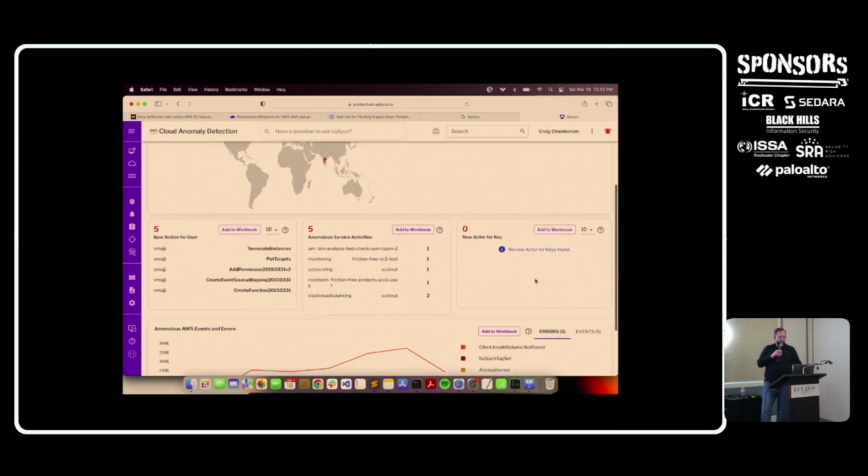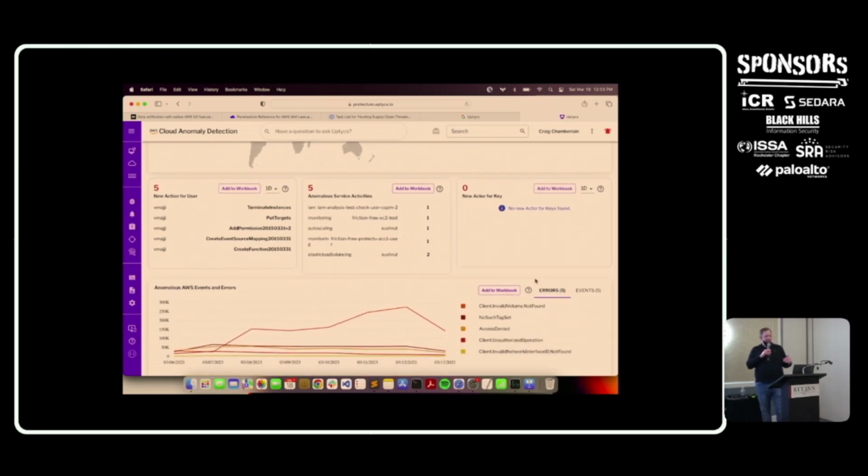Anomalous service activity is a user accessing a service, so it's a case where there's a very small number of events for the combination of the user and the service.